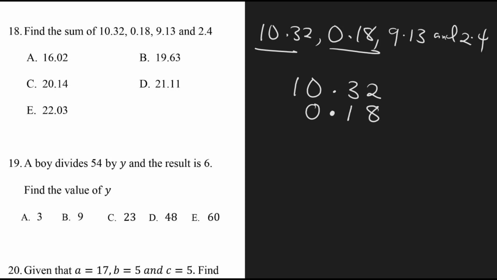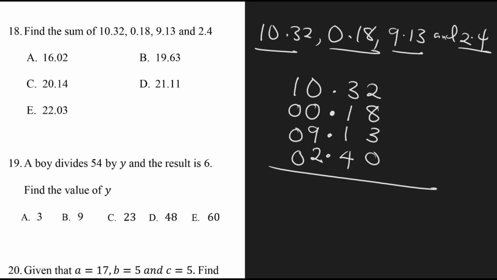Can you see? Then take the next number, 9.13. Put the point first. Before the point we have 9. After the point we have 1, and after 1 we have 3. Right? Next one is 2.4. Put the point. Before the point is 2, and after the point is 4. You can decide to balance them with 0 in all the empty spaces, so that you can see them aligning in a straight line. So can you see?